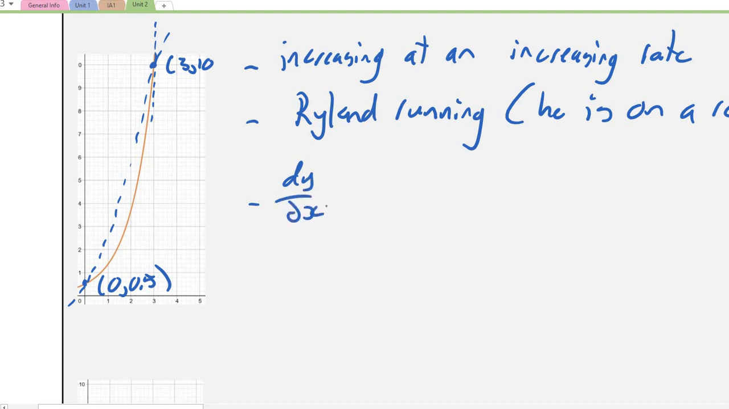Change in y over the change in x. Should probably use the Greek letter delta. Equals 10 minus 0.5 over 3 minus 0. So 9.5 divided by 3 will be 3 point something. That's not my calculator. My goodness. So 3.16.